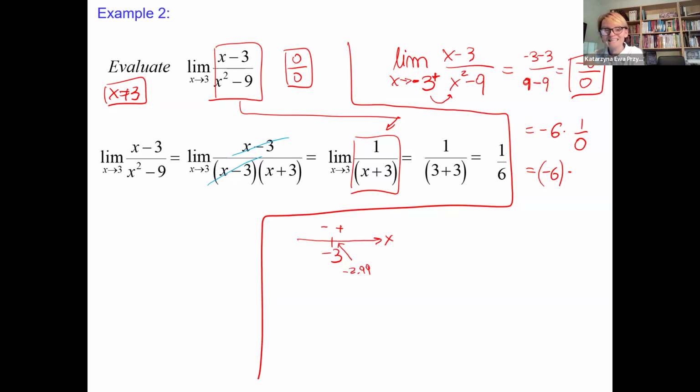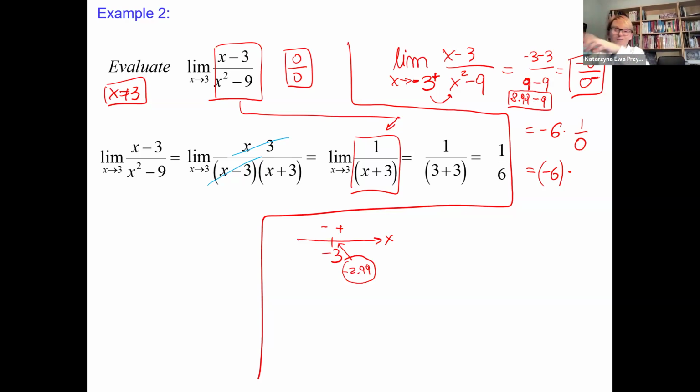This will not be 9. It will be like 8.99, less because this is less. Correct? That means this will be 8.99 minus 9. It's still a small number, 0.0001. But is this difference positive or negative? That's the moment. 8.99999 minus 9 is actually negative.